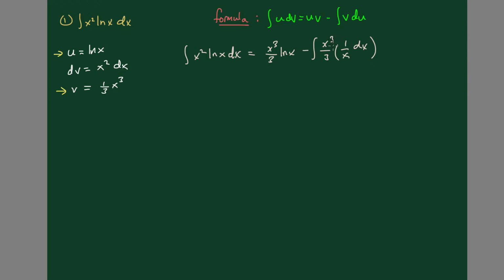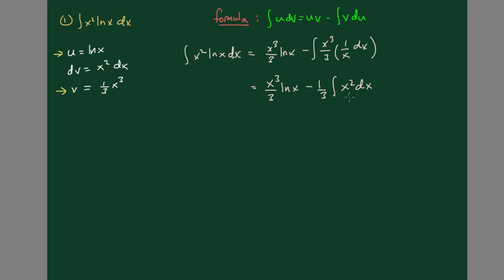Okay, so the x cubed cancels out with the x on the denominator, and this gives us x cubed over 3 times ln of x minus, and I can bring out the 1/3 here since it's a constant. I can place it outside the integral, and then x cubed over x is just x squared. So minus 1/3 the integral of x squared dx.